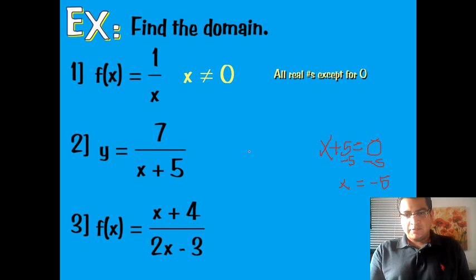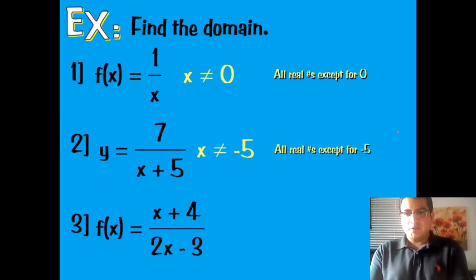So here the answer will be all real numbers except negative 5. See? x cannot equal negative 5, but everything else is fine. All real numbers except for negative 5. So pause the video, write this down. This is important. And the only thing you care for is this bottom number here. So you just set the denominator equal to 0, and then solve for it.